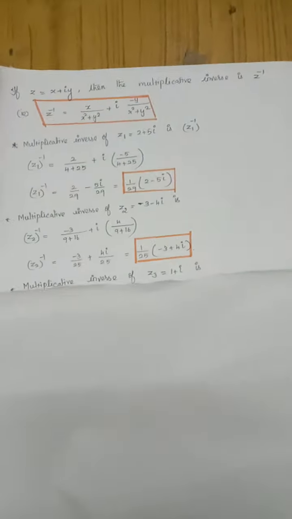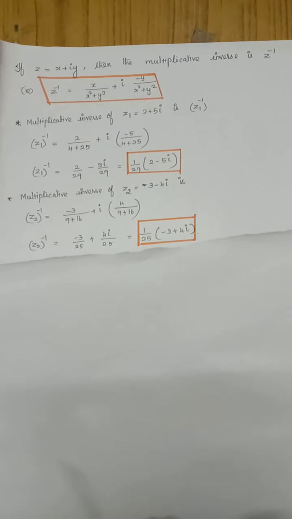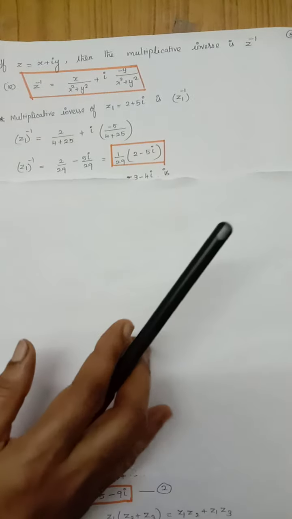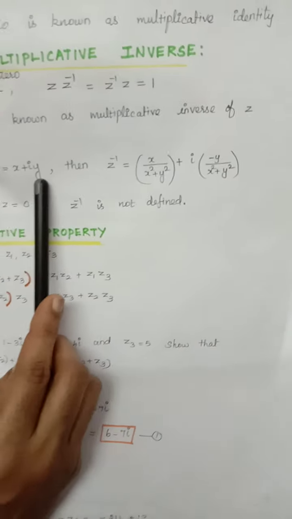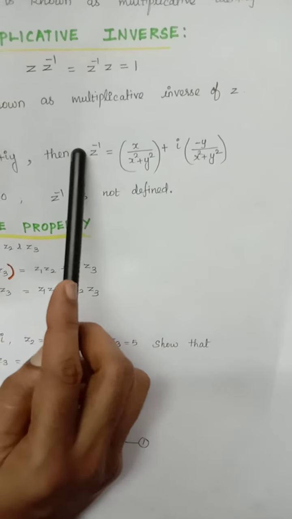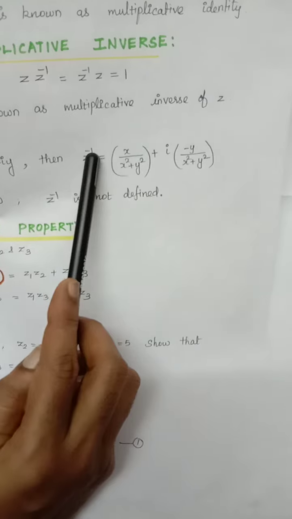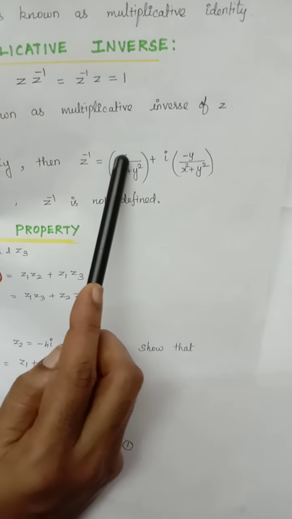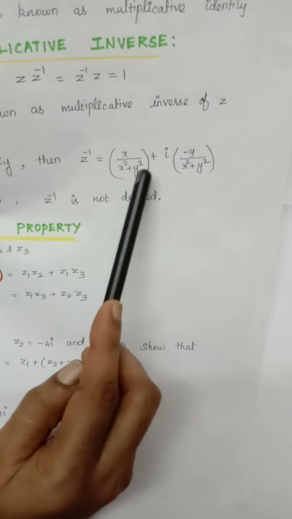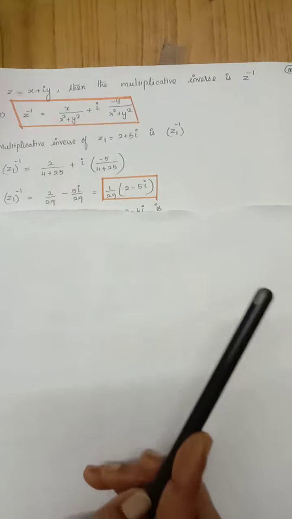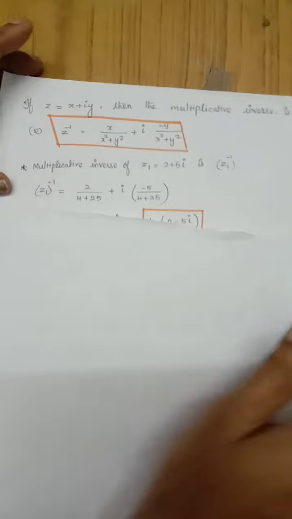The next one, we are moving to the multiplicative inverse of the three complex numbers. So we have seen if z is equal to x plus iy, then the multiplicative inverse of z is z inverse. The formula is x by x squared plus y squared plus i into minus y by x squared plus y squared. So that is the formula I have written here.